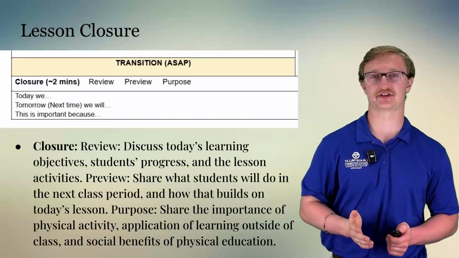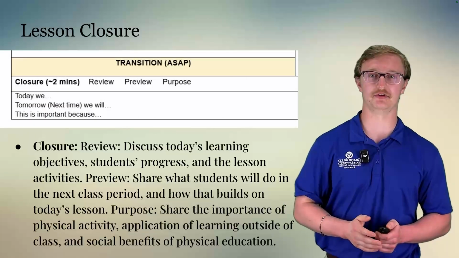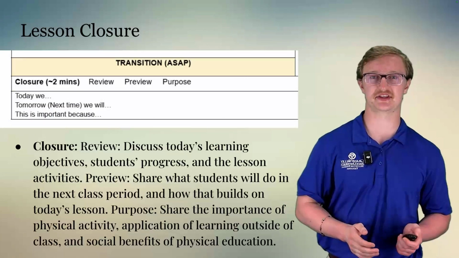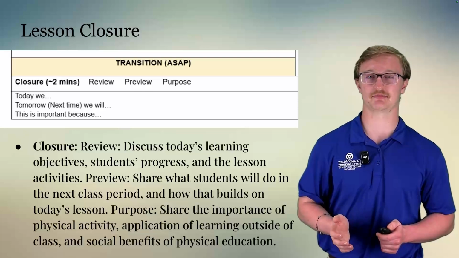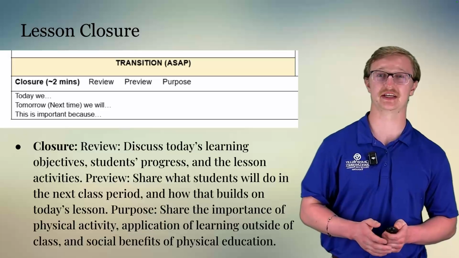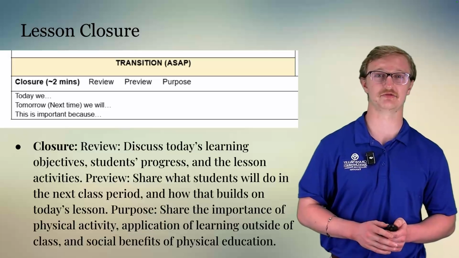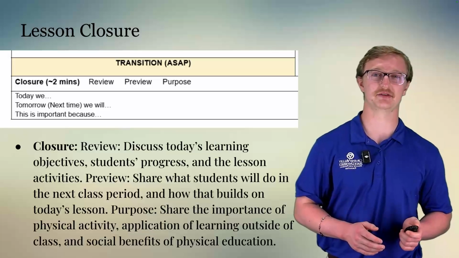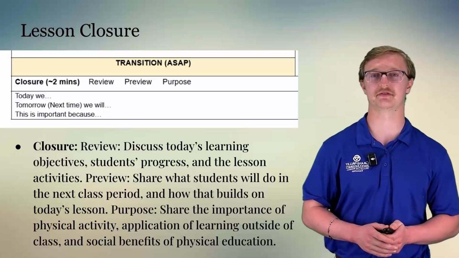In the closer section, the educator should describe how they will review the lesson's content, preview the next lesson's content, and emphasize the lesson's purpose. Lesson closure usually occurs when all of the students are brought together to a single location, with the teacher visible to everyone. The teacher should have their back to a wall so all students can see their face.